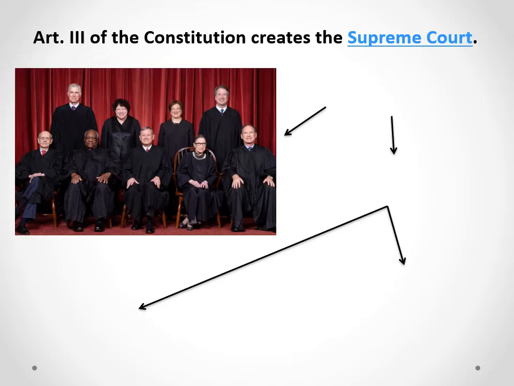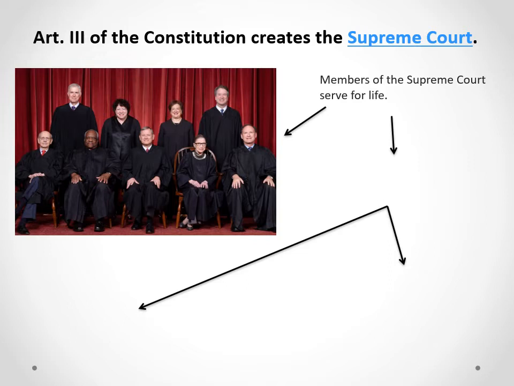So we finally get to Article 3 of the Constitution, which creates that third branch of government, the judicial system. Article 3, which you can read starting page 105 in your Accessible Federalist, says, the judicial power of the United States shall be vested in one Supreme Court and in such inferior courts as Congress may from time to time ordain and establish. So Article 3 of the Constitution creates the Supreme Court, and we'll talk about the quote-unquote inferior courts, the lower courts, as well.